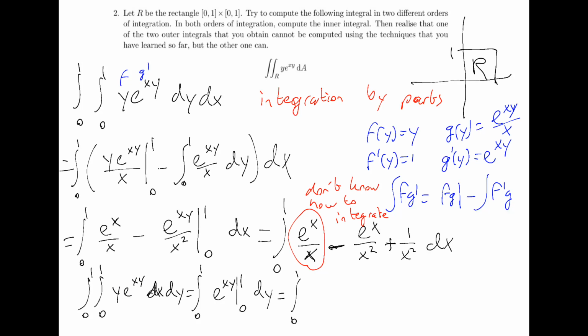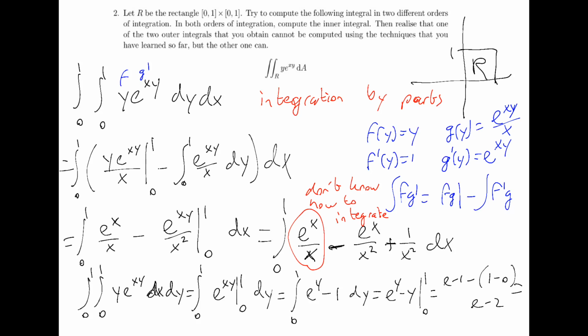So plugging in x equals 1 will give me e to the y, and plugging in x equals 0 will give me 1. Well, integrating this is easy. That's e to the y minus y between the boundaries 1 and 0, which is, plugging in 1 will give me e minus 1, and plugging in 0 will give me 1 minus 0. So the total is going to be e minus 2. And that is the final answer. And we indeed see that the other way around is much easier to integrate.